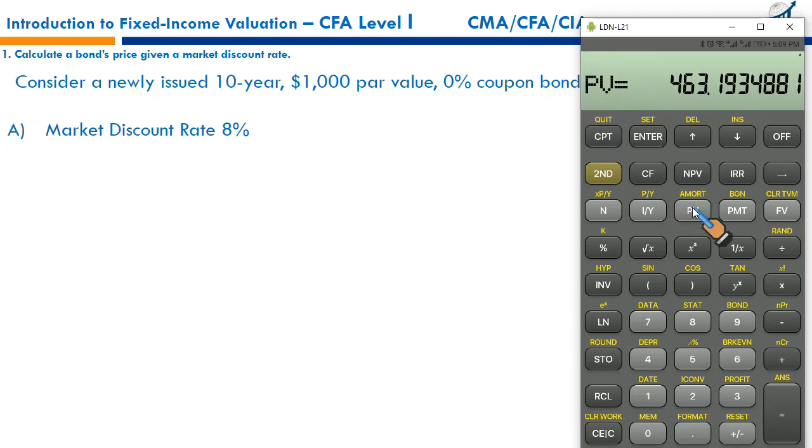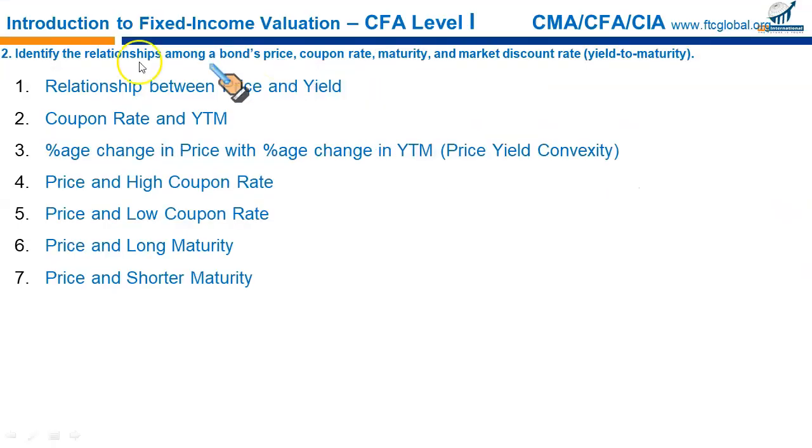Now this will give you the price of the bond. So a 10-year, $1,000 par value, zero coupon bond, when the discount rate is 8%, the price of this bond as of now will be $463.19. So this completes your LOS, calculate a bond's price given a market discount rate. Your next LOS is identify the relationship among a bond's price, coupon rate, maturity, and market discount rate, yield to maturity. So let us discuss these one by one.